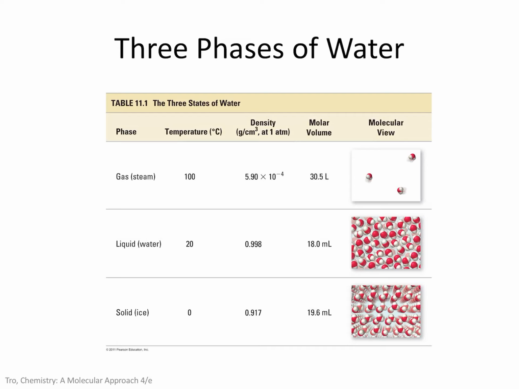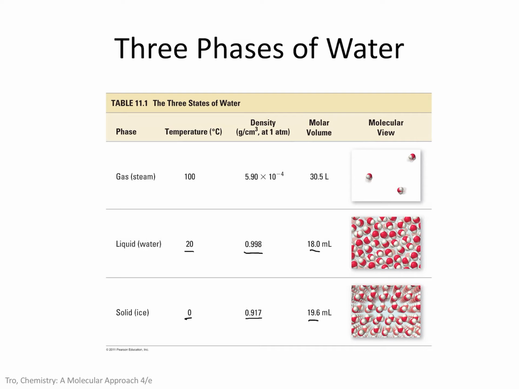Now, you notice that there's a big difference in the densities between gas and liquid water, but between water and ice, the densities are not very different. Also, the temperature difference is not nearly as much as it is with gas than for liquid and solid. What else you notice is the molar volume. Again, very small difference between liquid and solid, but large difference between gas.